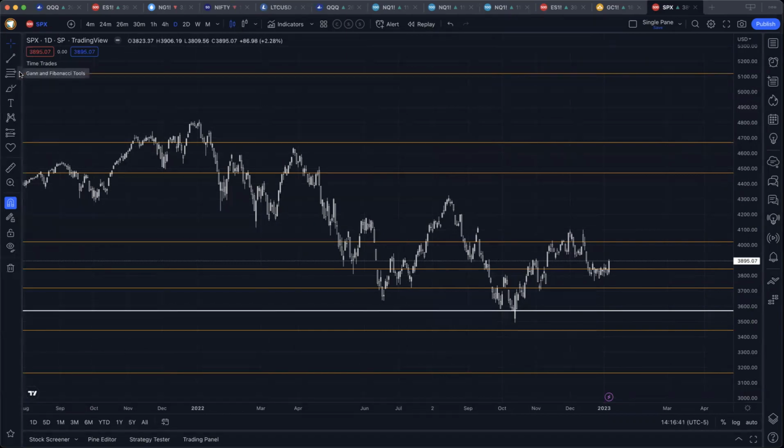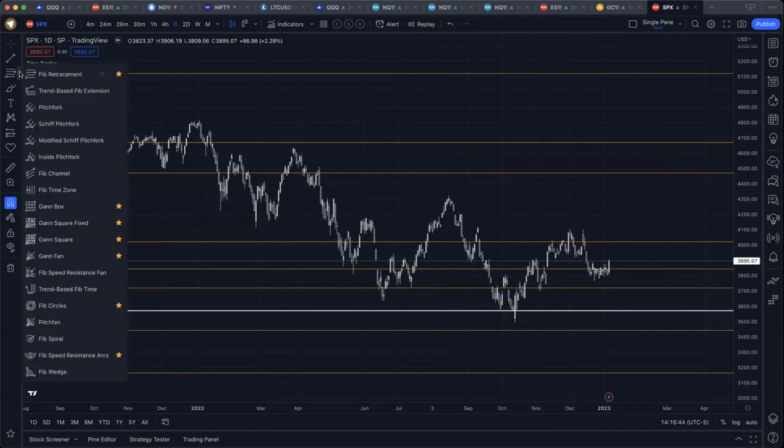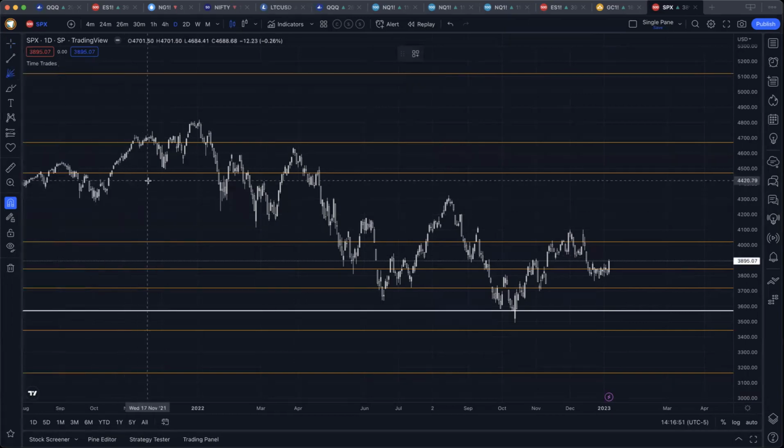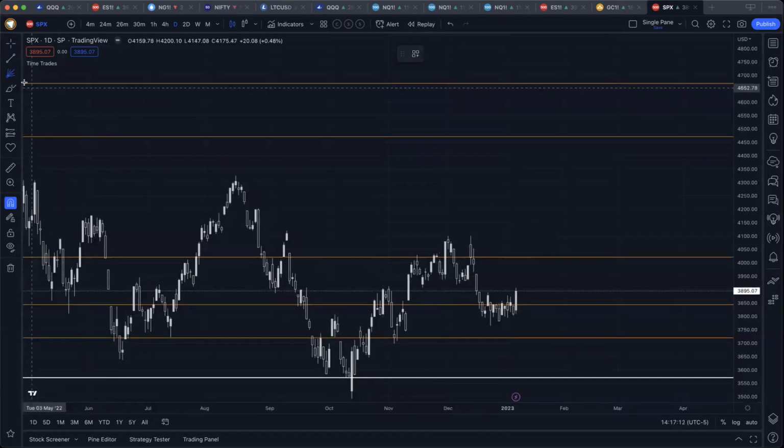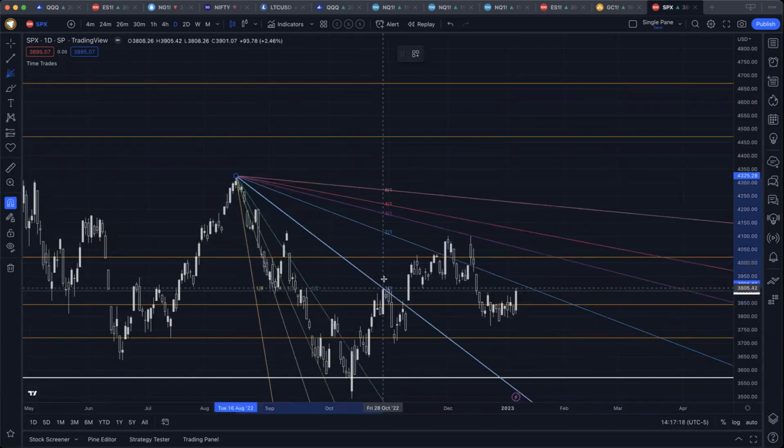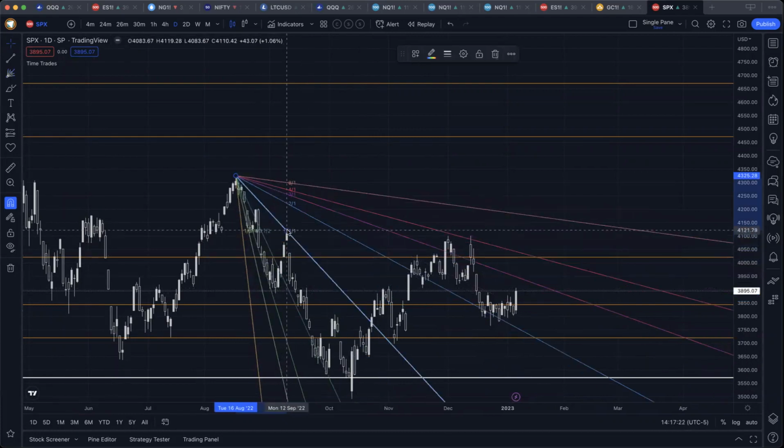So now we can use the Gann fan feature in TradingView, and we can add some Gann fans here that align with the automatic Gann fans that are drawn in Time Trades. So let's go to Time Trades and take a look. We've got a Gann fan that starts on August 16th and it roughly touches the high on September 12th. So let's do that. We can start on August 16th at the high and have that come down to touch, where's September 12th? Here it is. There we go. So now we've replicated in TradingView the Gann fan setup that we established in Time Trades.